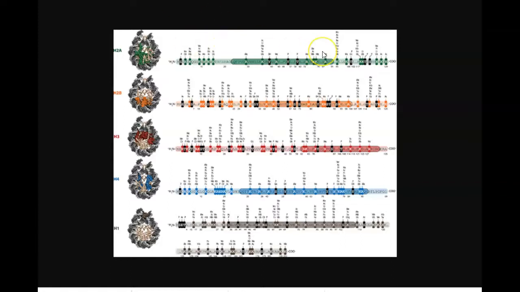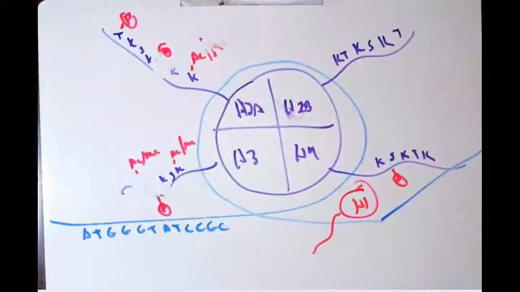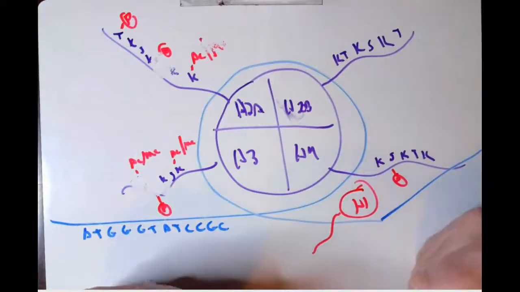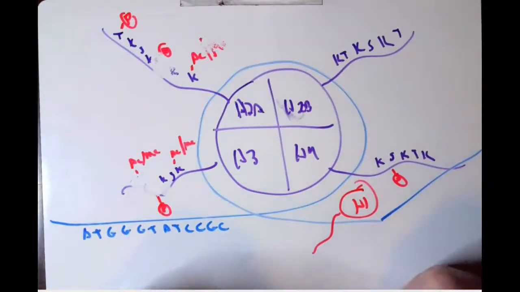So by choosing and modifying which post-translational modifications are added to which tails, you can embed and layer information on top of the DNA. This is epigenetics. This is an epigenetic mechanism. The histone code is an epigenetic phenomenon.